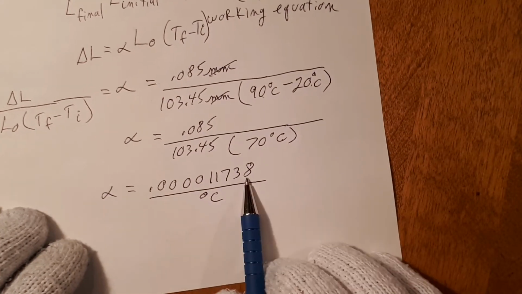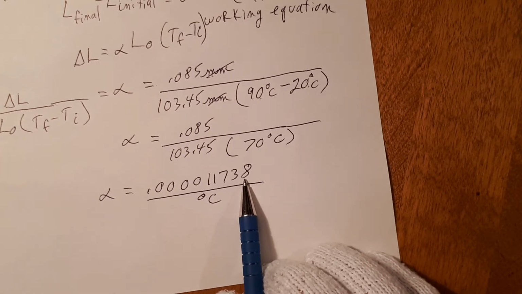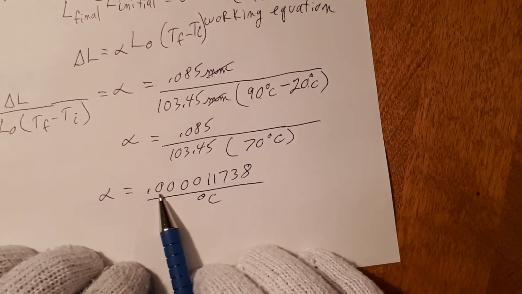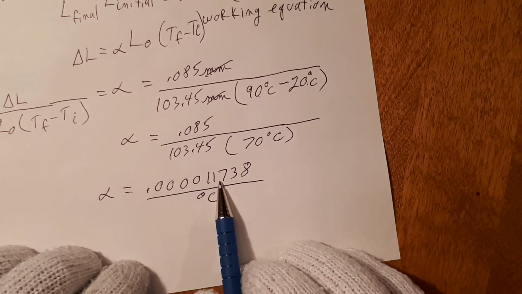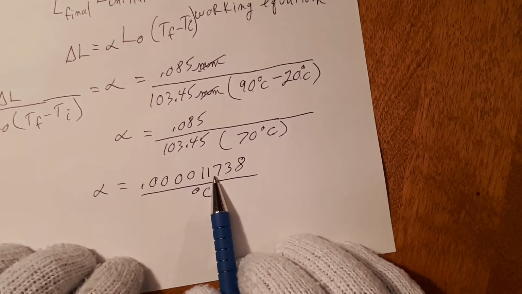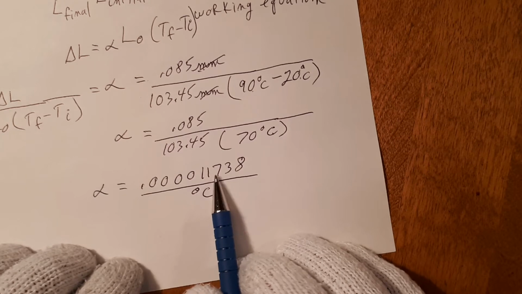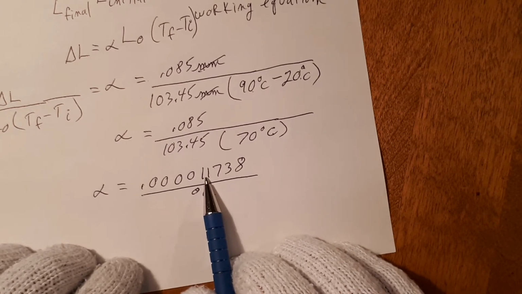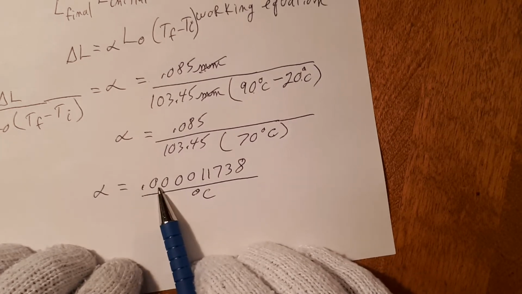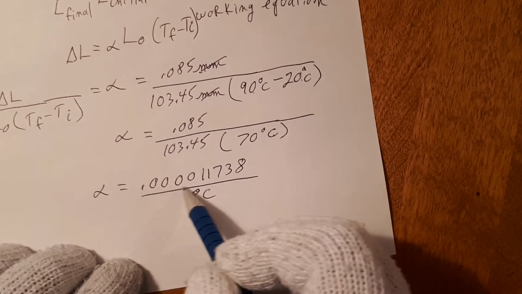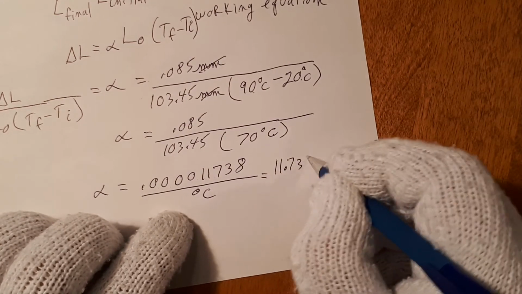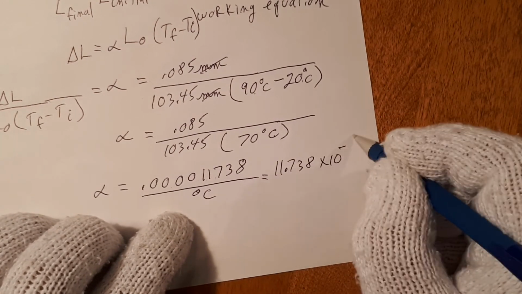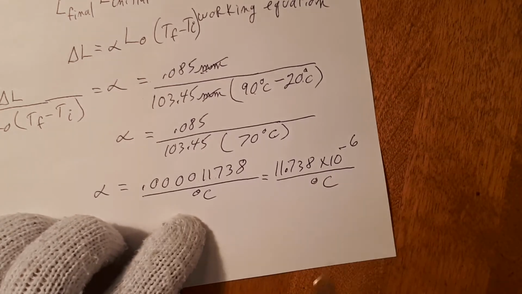So let's clean this up into scientific notation. We have here, let's go to 1, 2, 3, 4, 5, let's go to 6. I'm only doing this in order to compare to the textbook value. Otherwise, I would normally go to 5 decimal places, but let's go to 6, minus 1. So the decimal could be 1, 2, 3, 4, 5, 6: 11.738 times 10 to the power minus 6 per degree Celsius.